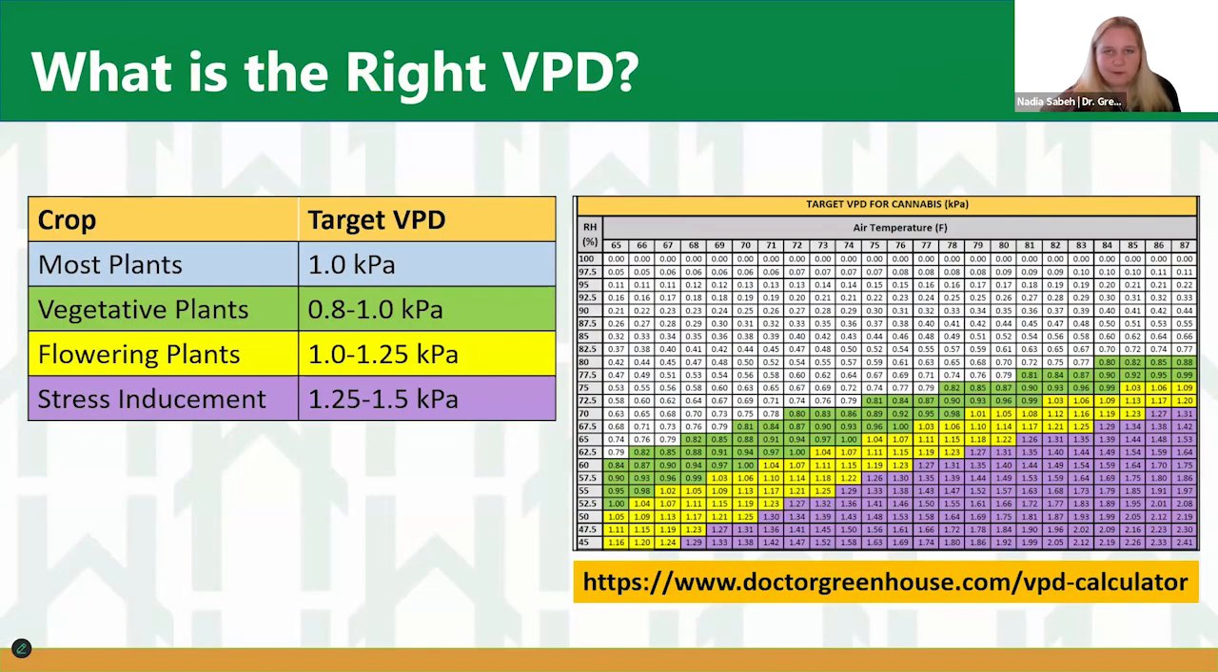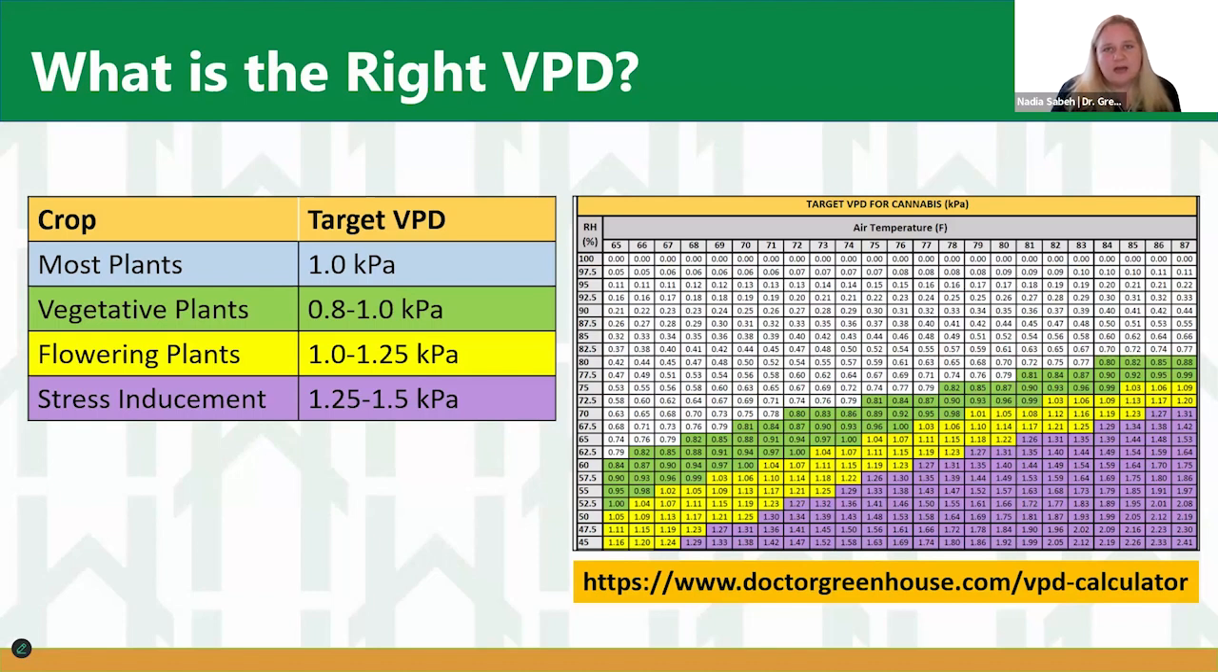So, the burning question I know you all have, which is what is the right vapor pressure deficit? Well, as any good engineer would respond, my answer is it depends, right? It depends on your crop. It depends on the stage of your crop. And it also depends on what you're even capable of achieving with the system that you have.